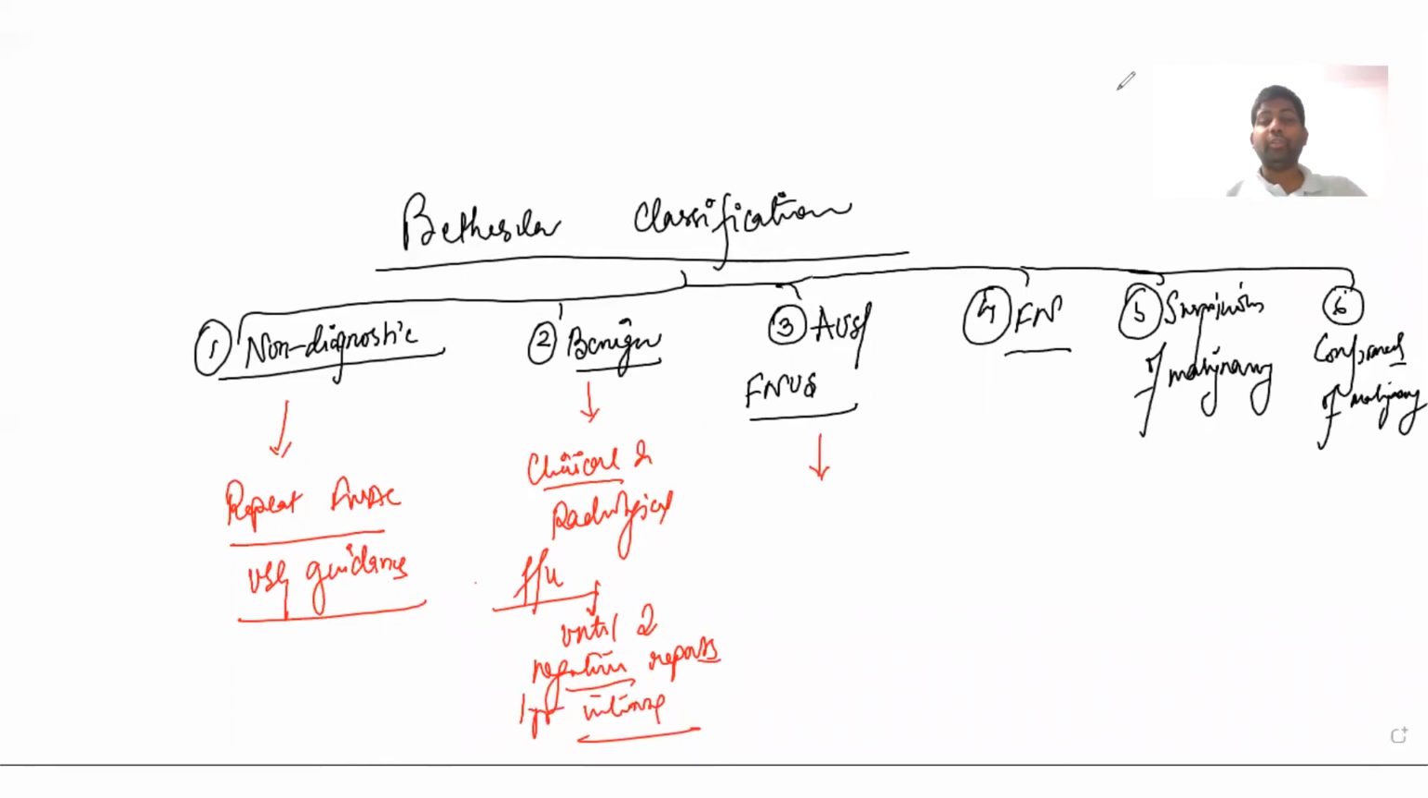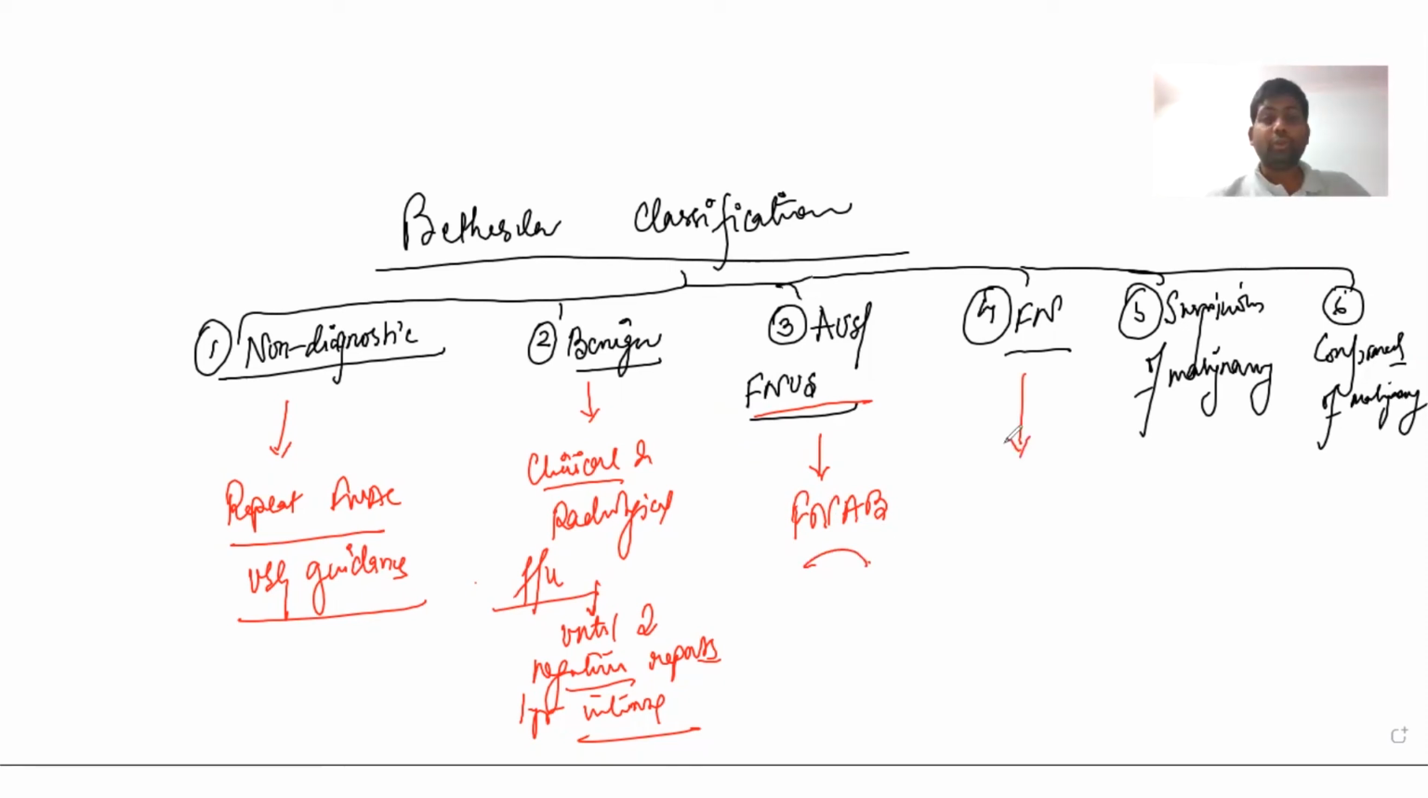If we find that the FNAC reporting is Bethesda 3, that is atypia of undetermined significance or follicular neoplasm of undetermined significance, we go for repeat FNAC in these patients, because if it turns out to be malignancy, the further management changes and the patient will be taken up for surgery. So in patients of atypia of undetermined significance, we go for repeat fine needle aspiration.